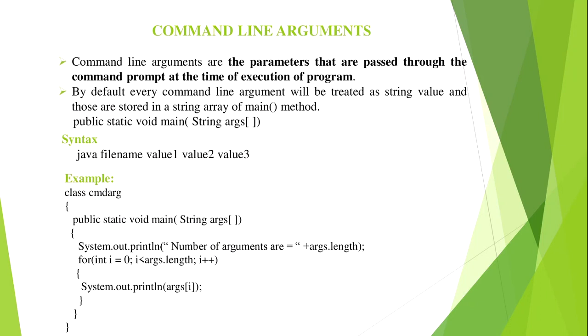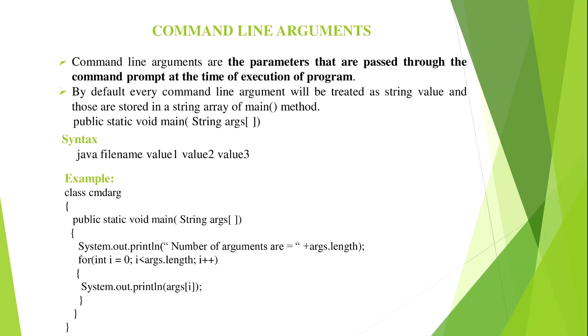And the last point is command line arguments. As you already learned about command line arguments, the same concept exists in the Java programming language. What do you mean by command line arguments? The command line arguments are the parameters that are passed through the command prompt at the time of execution of the program. Means at the time of execution of the Java program, you can supply the value at the command prompt only, and that is called a command line argument.